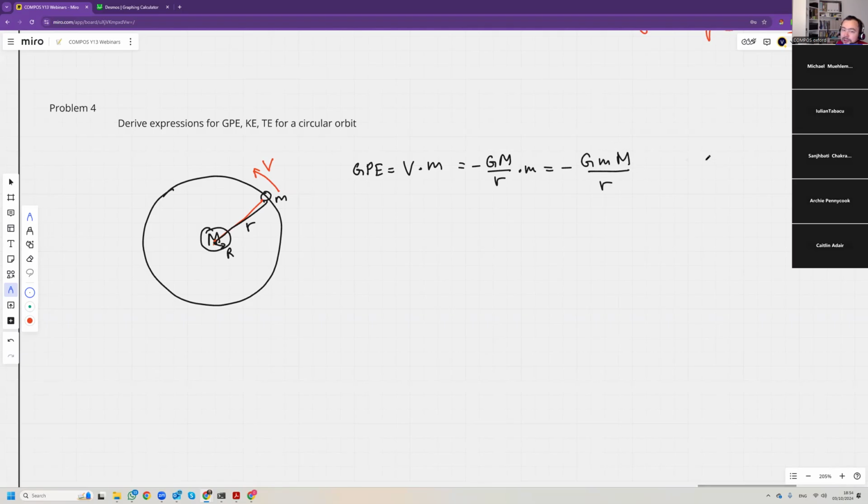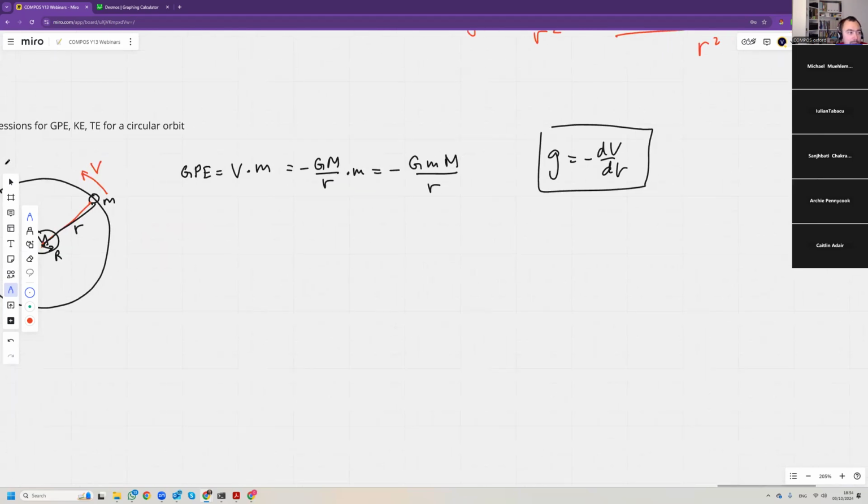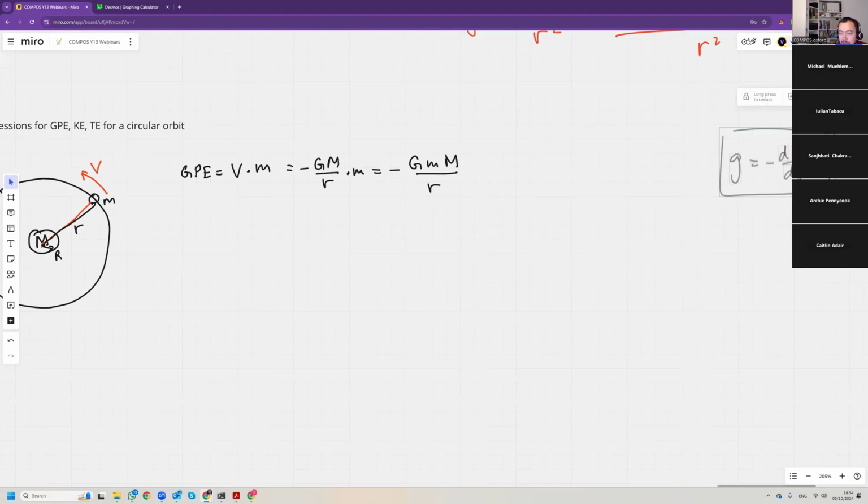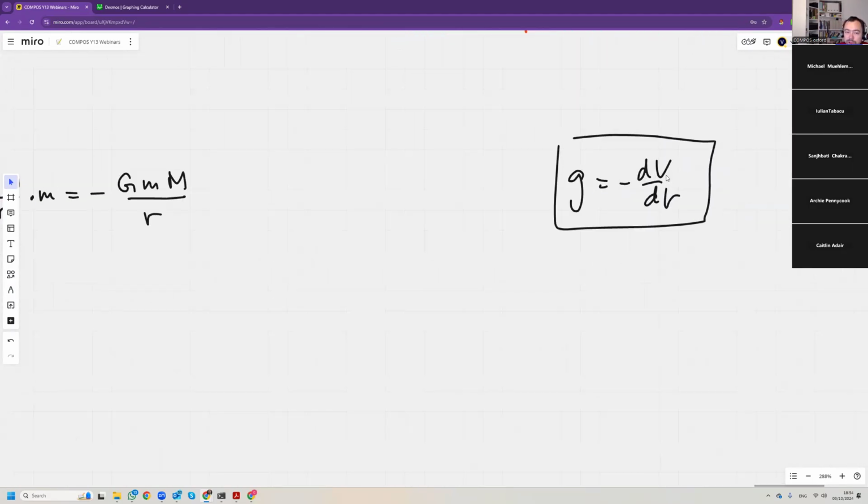g is minus dV/dr. Yes. The interesting thing is that g is a vector, and this is a scalar. The derivative of a scalar can be a vector.